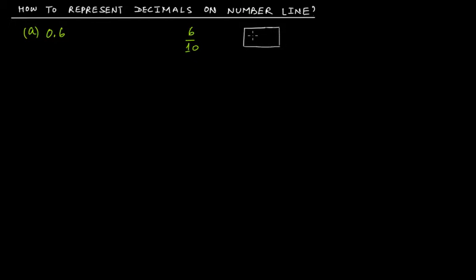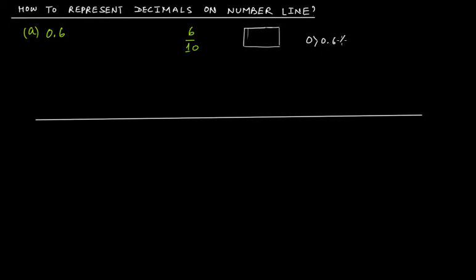So 0.6 tells us that we don't have this complete square, but if this square has been divided into 10 equal parts, 1, 2, 3, 4, 5, 6, 7, 8, 9 and 10, and if we take 6 portions out of that, that means 6 tenth, right? And that's what you have to represent here on a number line. So 0.6 is greater than 0, but less than 1, because you don't have one whole object. That's clear by this 0.